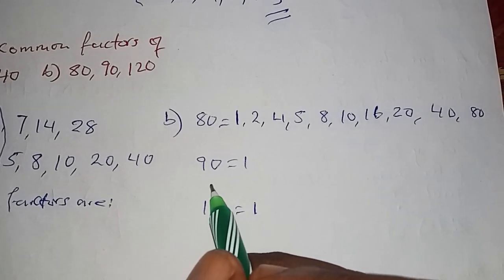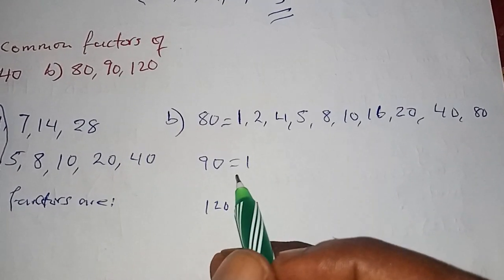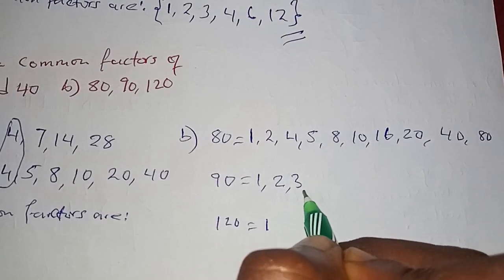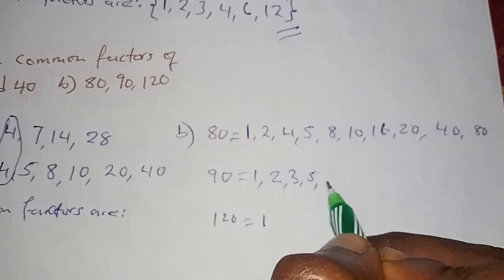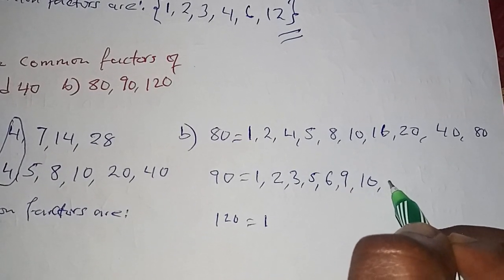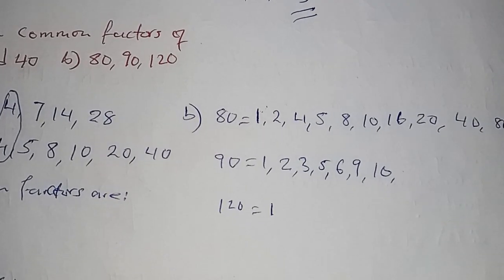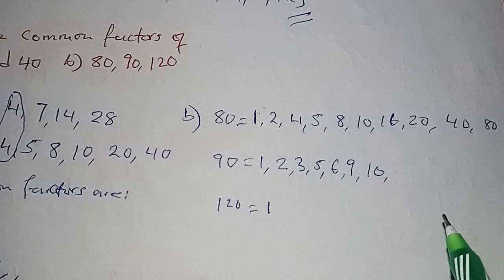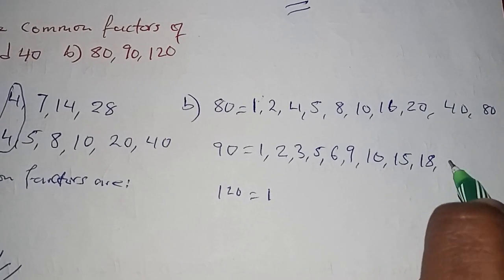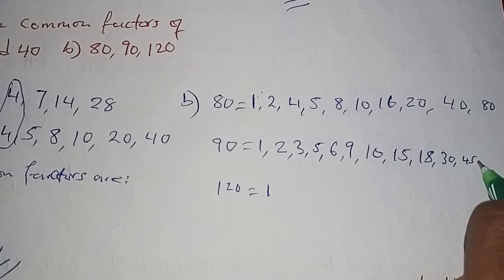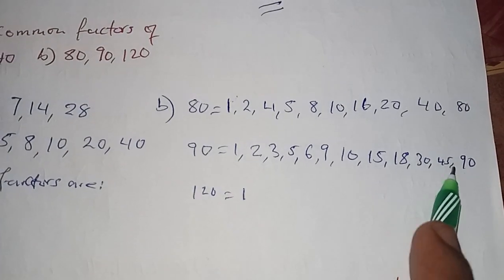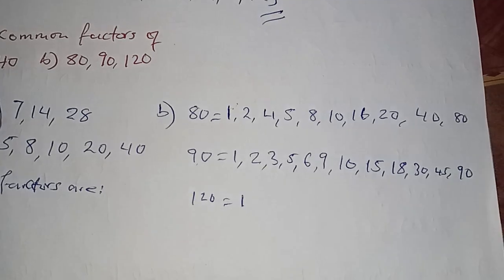Okay, so we have 90. The common factors for 90 in this particular question, we start with 1, we start with 2, we start with 3, 4 is not there, but 5, we say 6, we say 9, we say 10, 15, we know it's 18, we know it's 30, we know it's 45, we know it's 90. So these are the factors for 90.